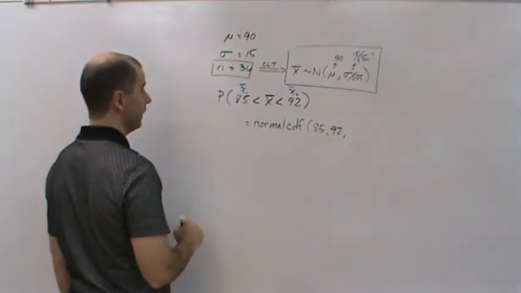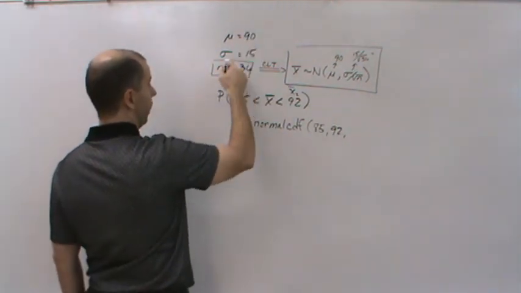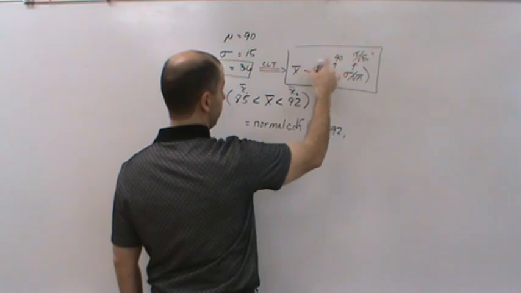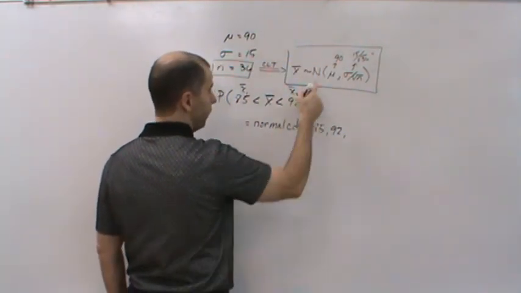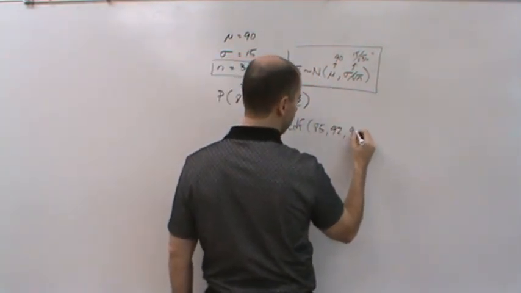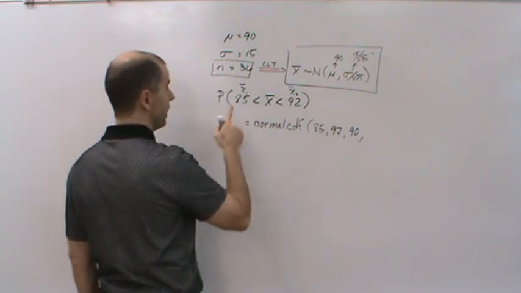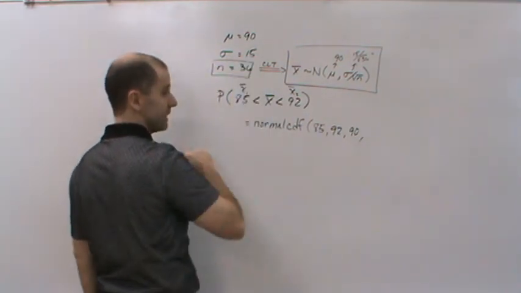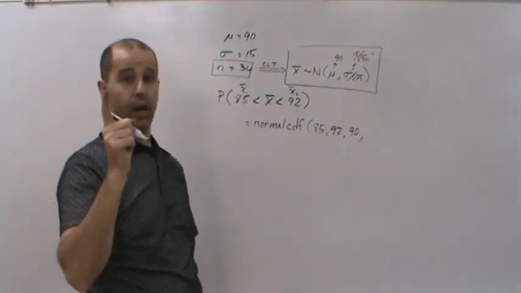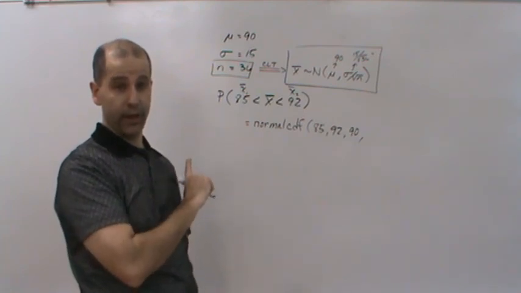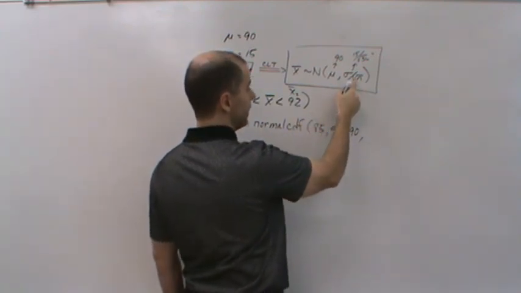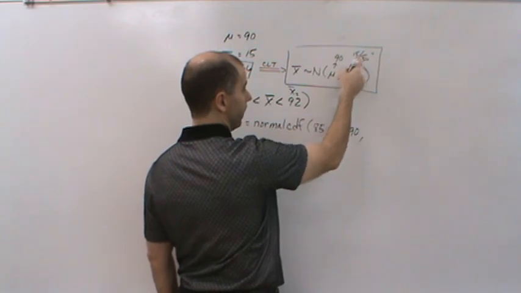And so what's the mean? Well, the mean is actually going to be the same here, right? So 90. So the mean is mu, which is 90. But the standard deviation, we don't want to use 15 because that's not the standard deviation of x bar. That's the standard deviation of x. What we want to use is this. So we want to use 15 divided by the square root of 36.